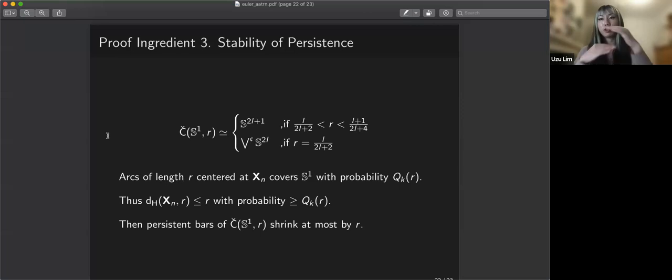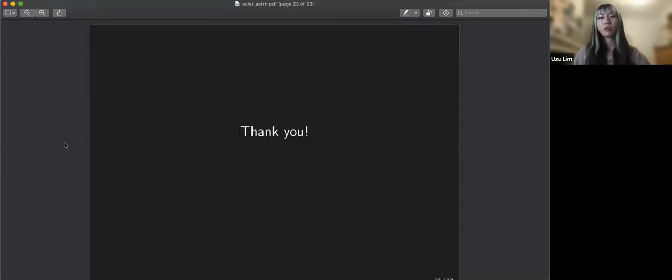And it's a much shorter argument that heavily depends on this computation of the homotopy type of the Čech complex. But that actually is it. That's all I want to talk about today. Thank you.